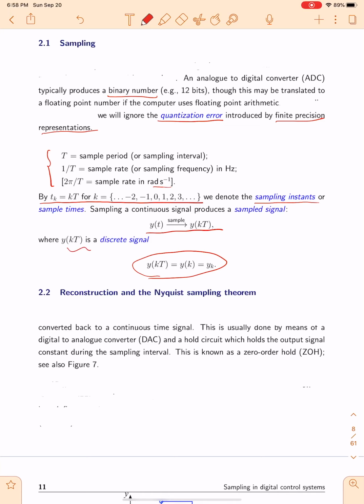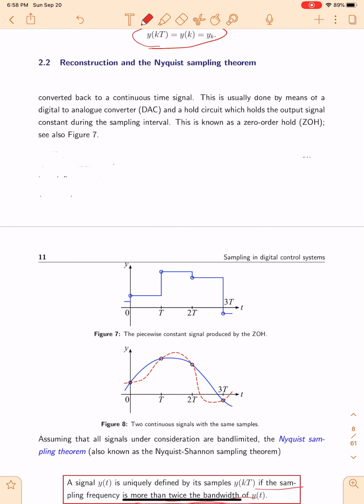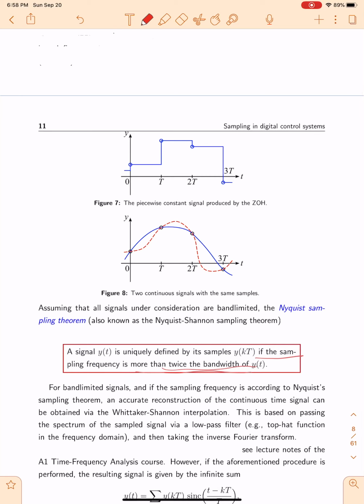Reconstruction. Okay, so we have just done the sampling part. Then we want to reconstruct the signal, so you will use a DAC. What is ADC? Analog to digital converter. And this is a digital to analog converter. It's important to understand the names because sometimes they will ask you to write them down in exams. A piecewise constant signal is produced by the ZOH.